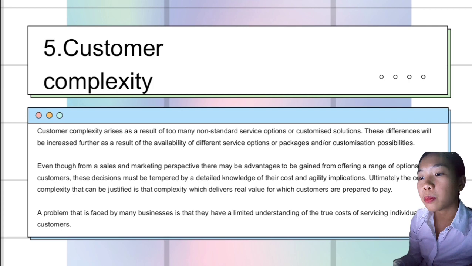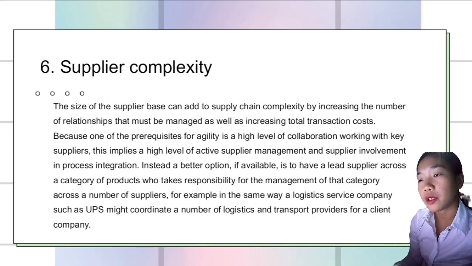Ultimately, the only complexity that can be justified is that complexity which delivers real value for which customers are prepared to pay. A problem that is faced by many businesses is that they have limited understanding of the true cost of servicing individual customers. Number 6, supplier complexity.